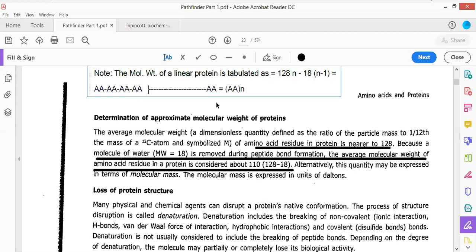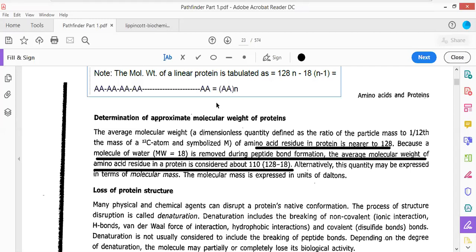There would be three bonds present between the four amino acid residues. See, count the number of bonds: 1, 2, 3. So if we assume that there is n number of amino acids present, then can you imagine how many bonds will be present between n number of amino acids? There would be n minus 1 bonds present between n amino acids.